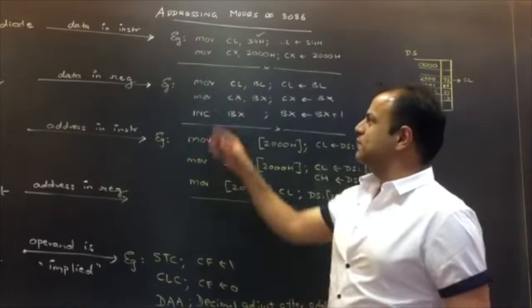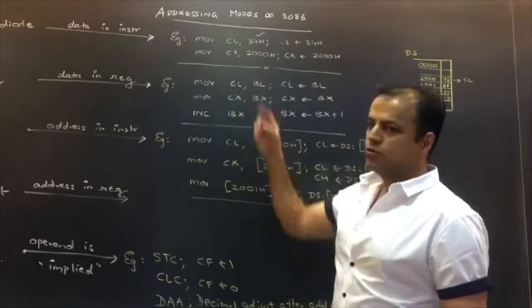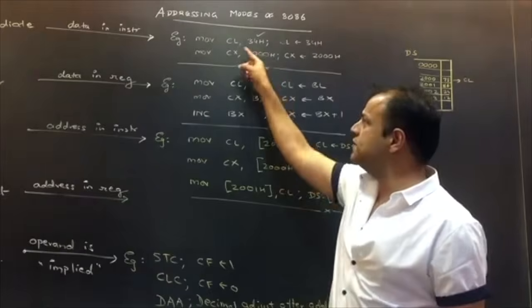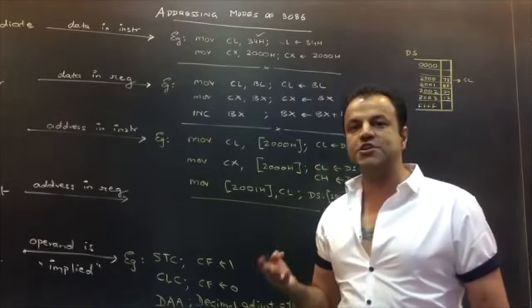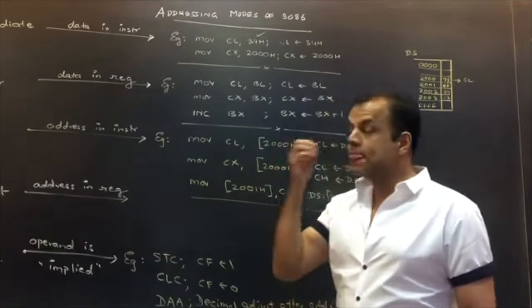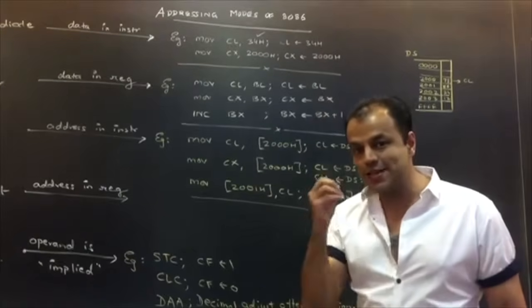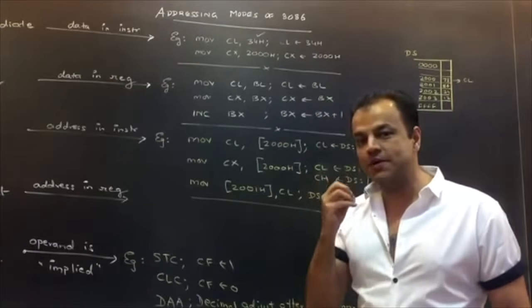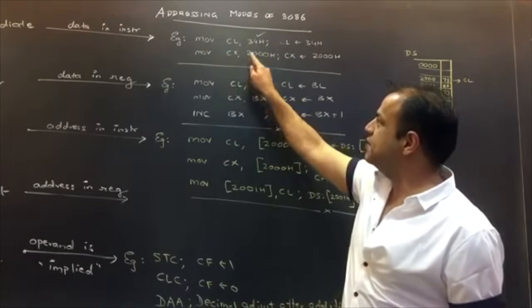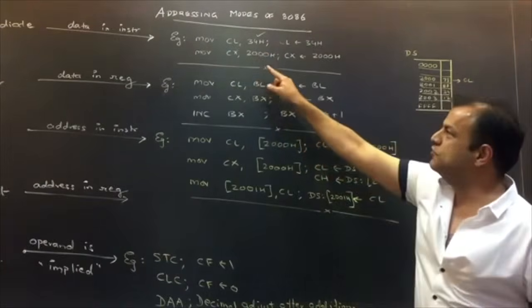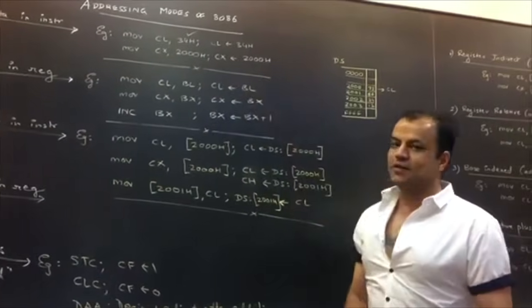Let's take one more example. Move BX, 2000. I'm sure you know what's the difference between CL and CX. AL, BL, CL, DL, AH, BH, CH, DH are 8-bit registers. AX, BX, CX and DX are 16-bit registers. This is an 8-bit register getting 8-bit data. This is a 16-bit register getting 16-bit data. So move CX, 2000, CX register gets the value 2000.